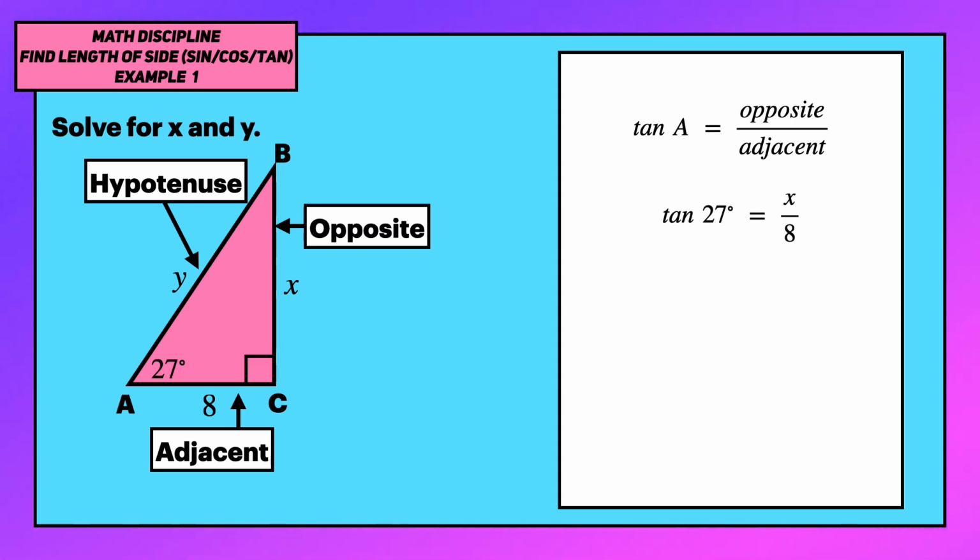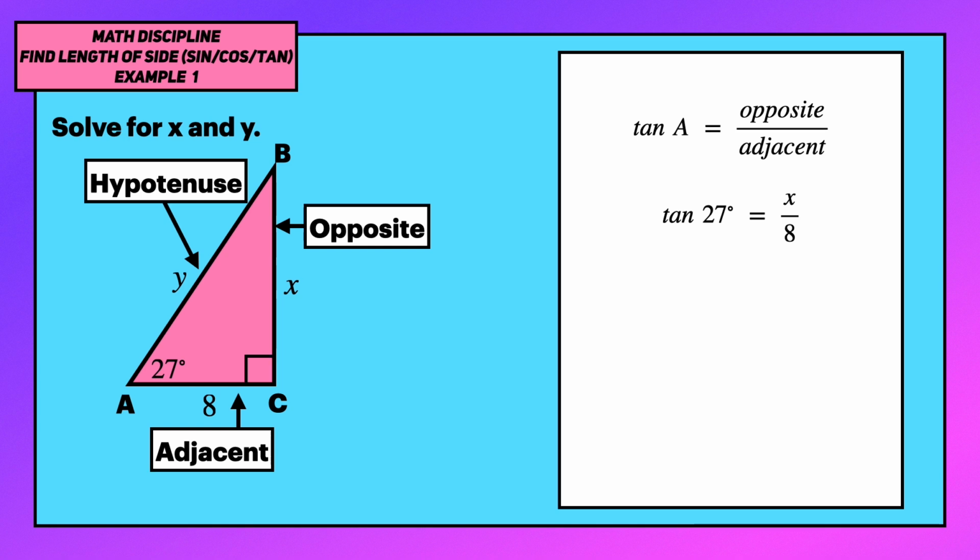Now that we have set up the equation, we will use our algebra skills to solve this basic one-step equation. In order to solve for x, we want to isolate the variable x on one side of the equation and get everything else to the other side of the equation. So we need to get rid of the 8 on the right hand side of our equation. There are two ways to think about how to do that. Since x is being divided by 8, we want to do the inverse operation.